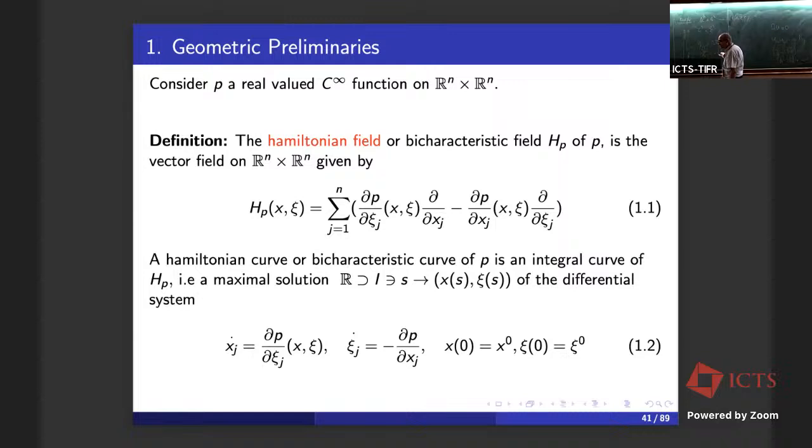So the bicharacteristic curve gamma of s will be of the form. I will start, for instance, from the point (0, 0, 1, 1). (1, 1) is in the characteristic set. So that will give me here t is equal to 2s, x equal to minus 2s, and tau and xi are constant. Here is the bicharacteristic curve issued from some point in the characteristic set.